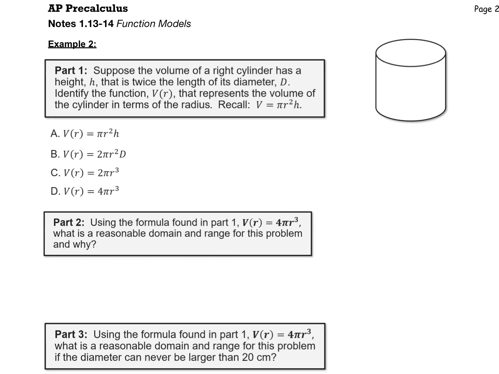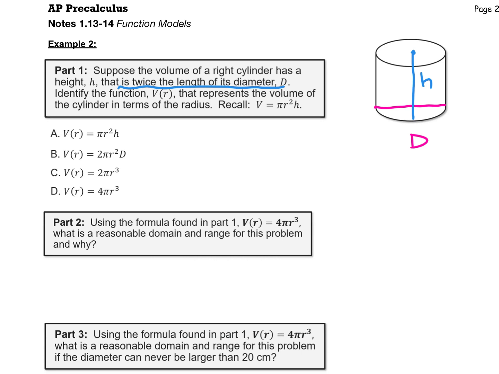Okay, so here we have a right cylinder. It has a height of h that is twice the length of its diameter. So we've got this diameter, and then we've got our height. A little geometry for y'all. So our diameter and our height. It tells me that my height is twice the length of my diameter.